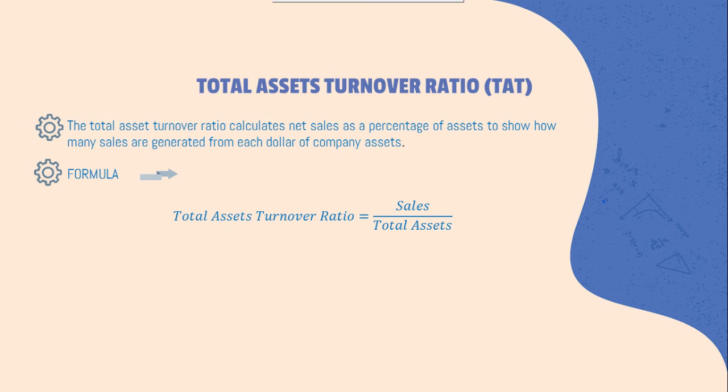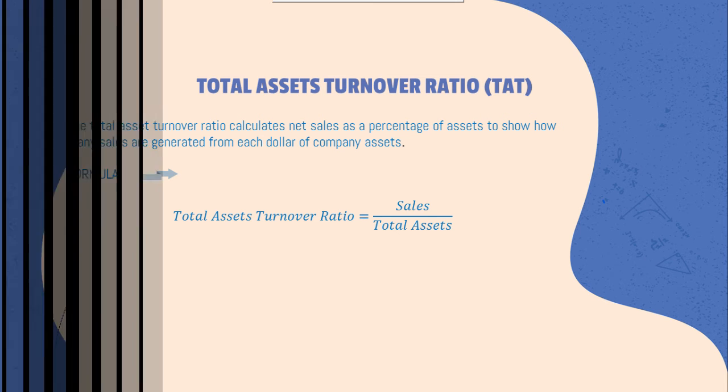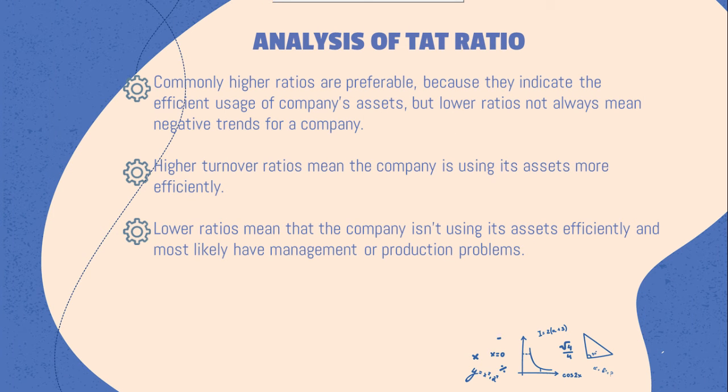We can see that the definition is still the same, but now it shows how many sales are generated from each dollar of company assets. The formula is sales divided by total assets. Then kita akan tengok how can we interpret the ratio. Commonly higher ratios are preferable sebab dia indicates the efficient usage of the company assets.